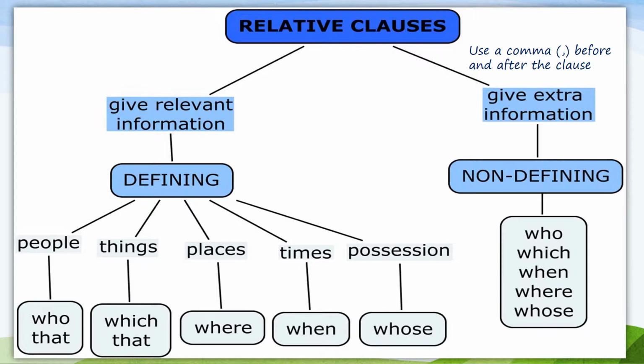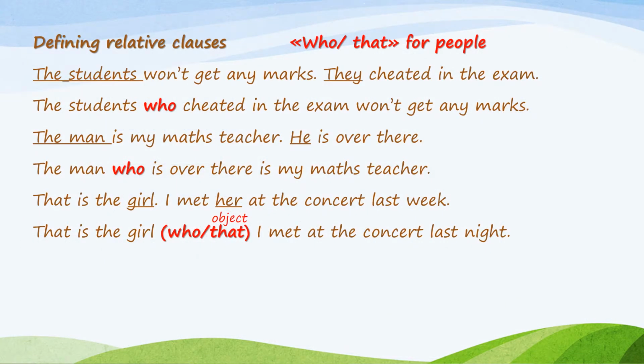There are two types of relative clauses, defining relative clauses and non-defining relative clauses. Let me give you some guidelines for both types. Defining relative clauses make clear which person or thing we are talking about. They are necessary to understand the meaning of the sentence. Without them, the sentence doesn't make any sense.